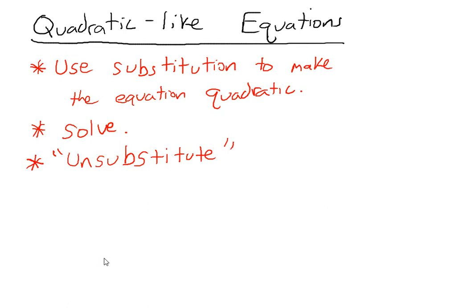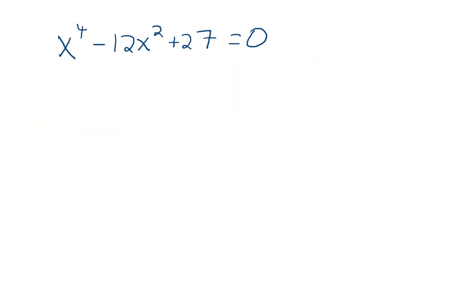And then once we've solved it, we will unsubstitute. We'll go back to the original variable that we started with. And oftentimes, once you do that, you'll have to solve for the original variable. So you're going to create a quadratic equation with a new variable, solve for the new variable, then replace the new variable with your old variable, and then solve for the old variable to get your final answer. I know that might sound a little bit confusing, but let's go ahead and try an example, see if we can make sense of it.